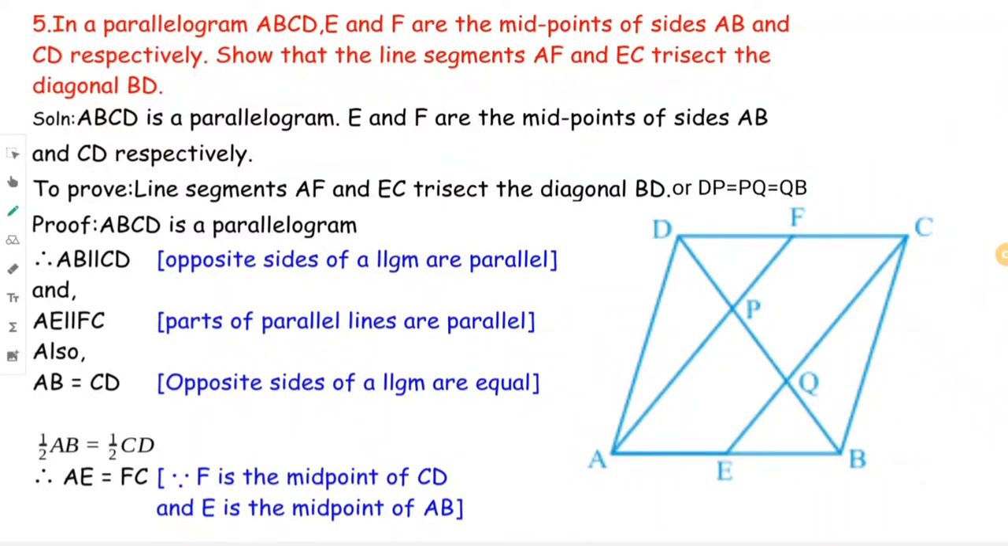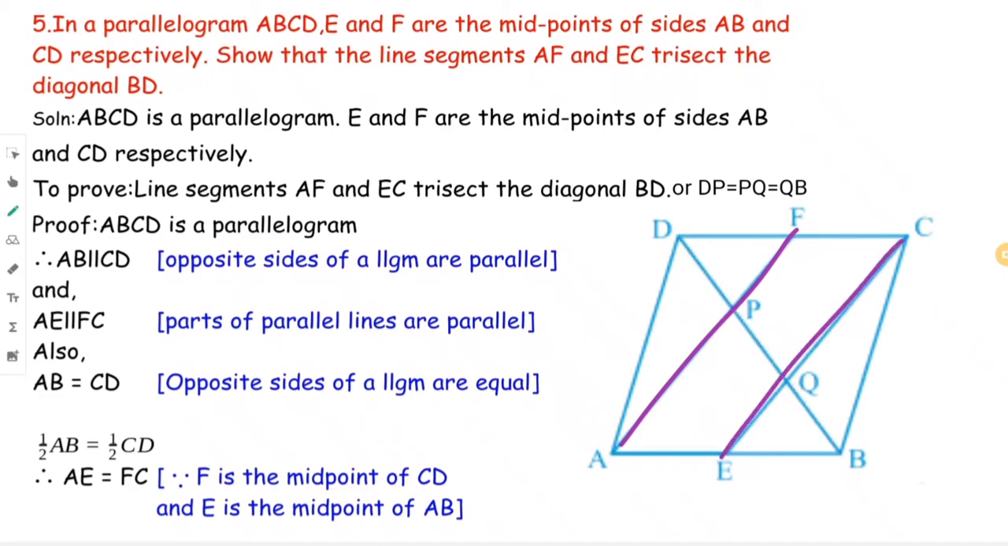Question number 5. In a parallelogram ABCD, E and F are the midpoints of the side AB and CD respectively. So this is a midpoint of AB. Same thing, F is a midpoint of CD. Alright, so what are they asking us to prove? Show that the line segments AF and EC trisect the diagonal BD.